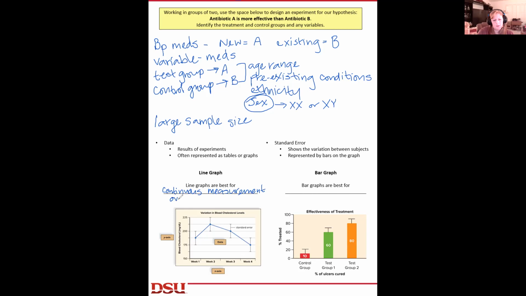Okay, so you can kind of see as time passes what the different points on the chart are. So it's a clear and efficient way to convey this type of information. Bar graphs are great at showing one-time measurements.